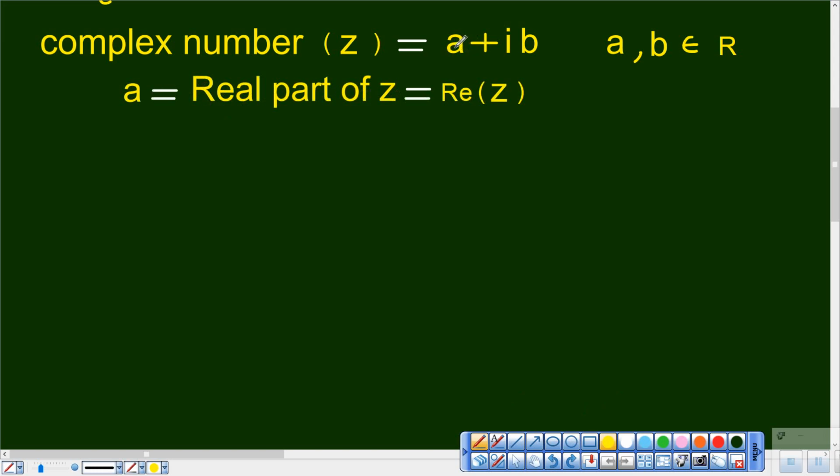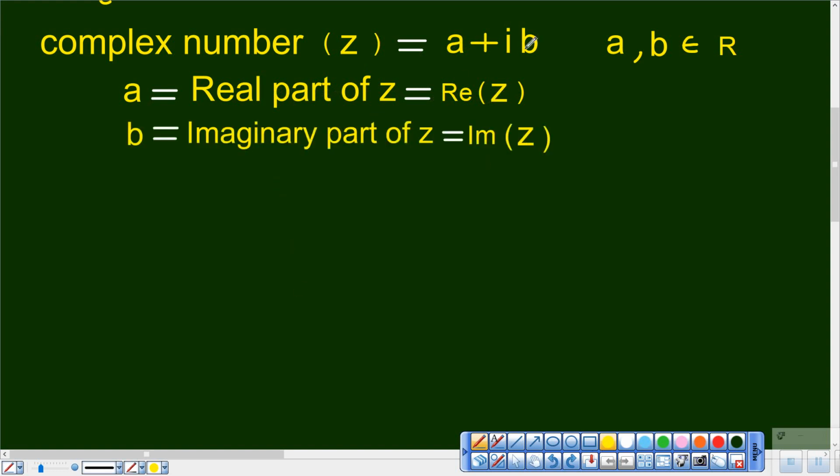A, which is without I, is called the real part of the complex number Z, and B, which is multiplied with I, is called the imaginary part of Z, or Im Z. The real part is written as Re Z, and the imaginary part is written as Im Z. Okay, it may so happen that one of them may be 0.